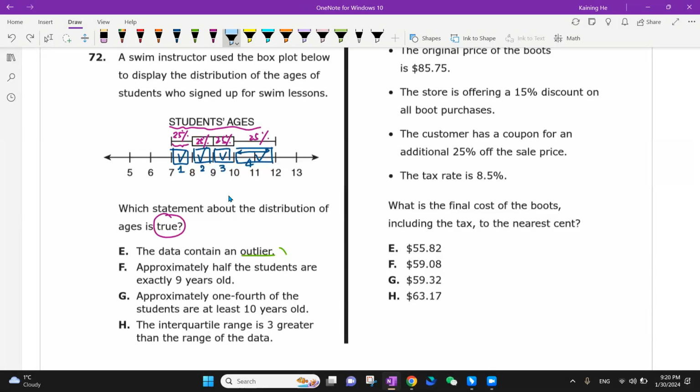Now again, if the answer is not accurate, we cannot do that. So again, exactly 9 years old is not going to be correct. Let's take a look at the next one.